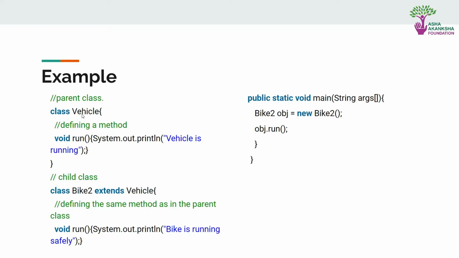So we have a class Vehicle and class Bike2, which is a child class of Vehicle. In Vehicle we defined a method called run, and we simply print vehicle is running. And in Bike2, in the child class, we are overriding the run method, and now we rather print bike is running safely. So if you make an object of Bike2 and do object.run, it will not perform this version of run, it will perform the version of Bike2.